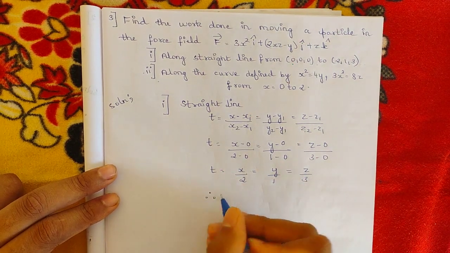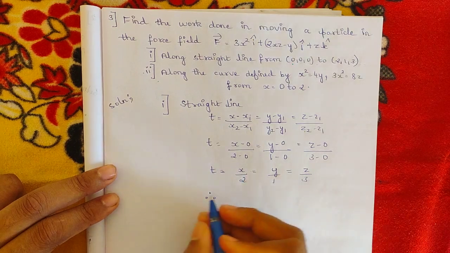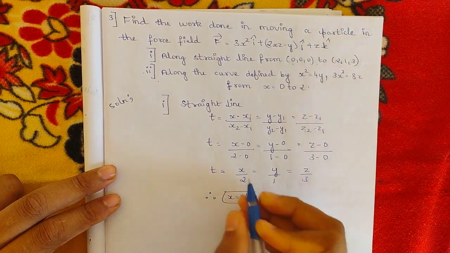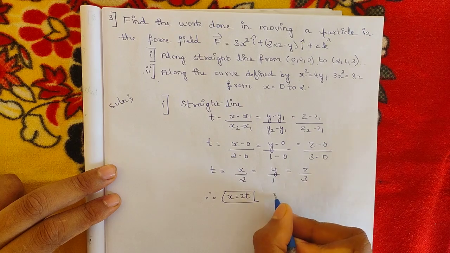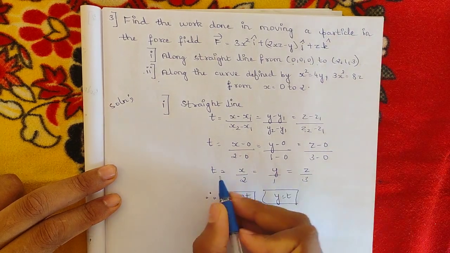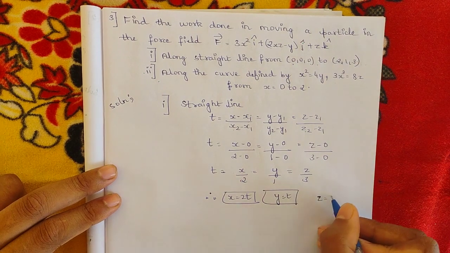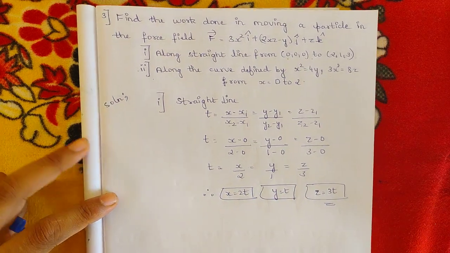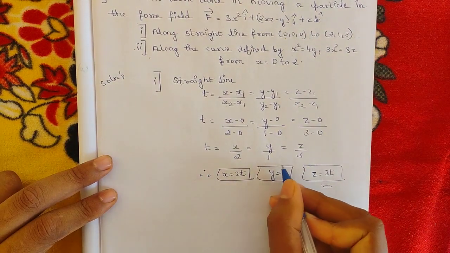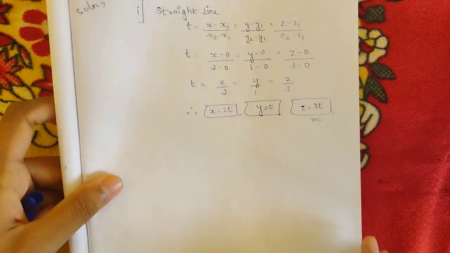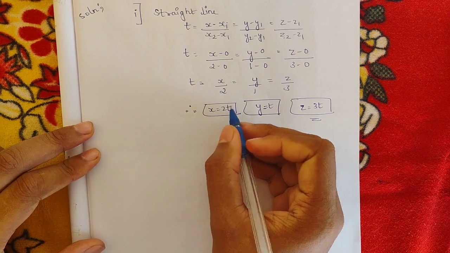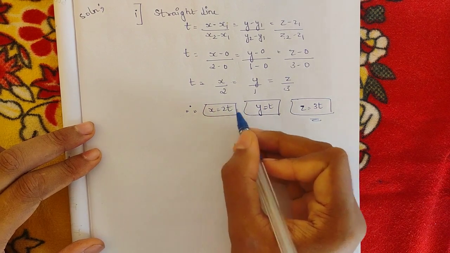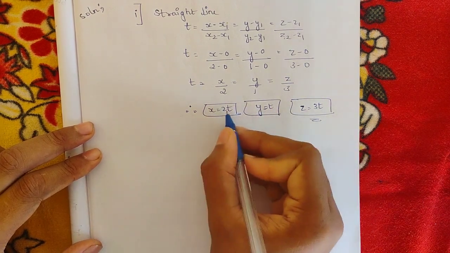That is, if t is equal to x by 2, then we would be getting the value of x is equal to 2t. If t is equal to y, then y is equal to t. And if t is equal to z by 3, then the value of z would be equal to 3t, right? So by this we got one conclusion, that y is equal to t. So in place of t here in this term we could be writing x is equal to 2y. Here in place of t I am writing a y.